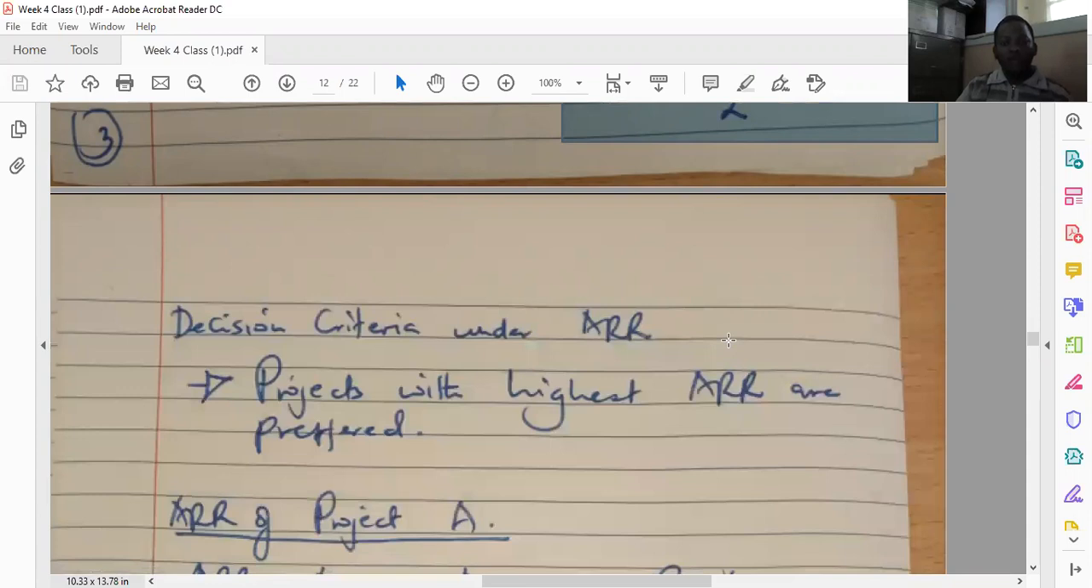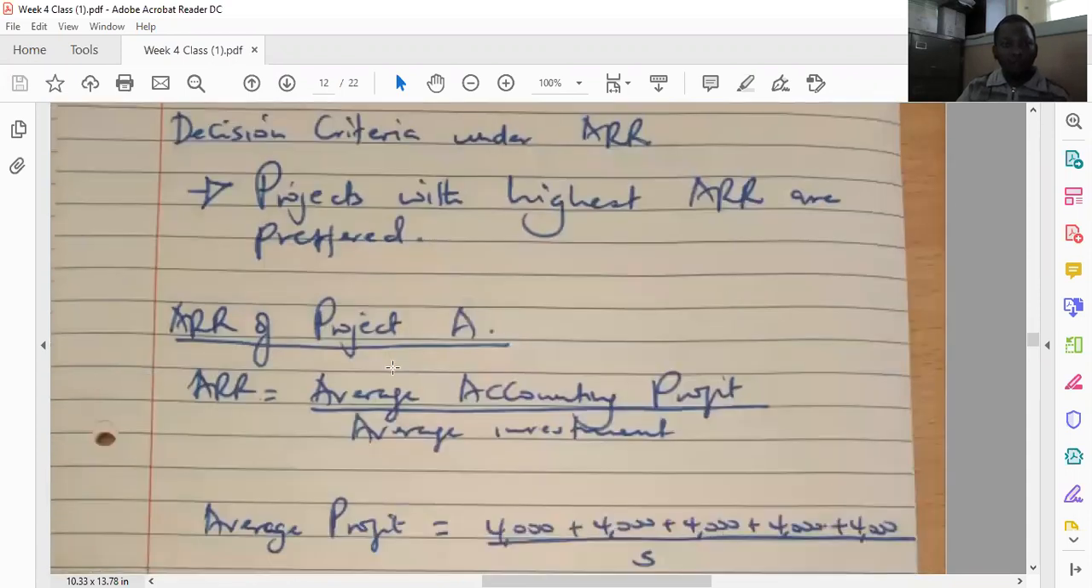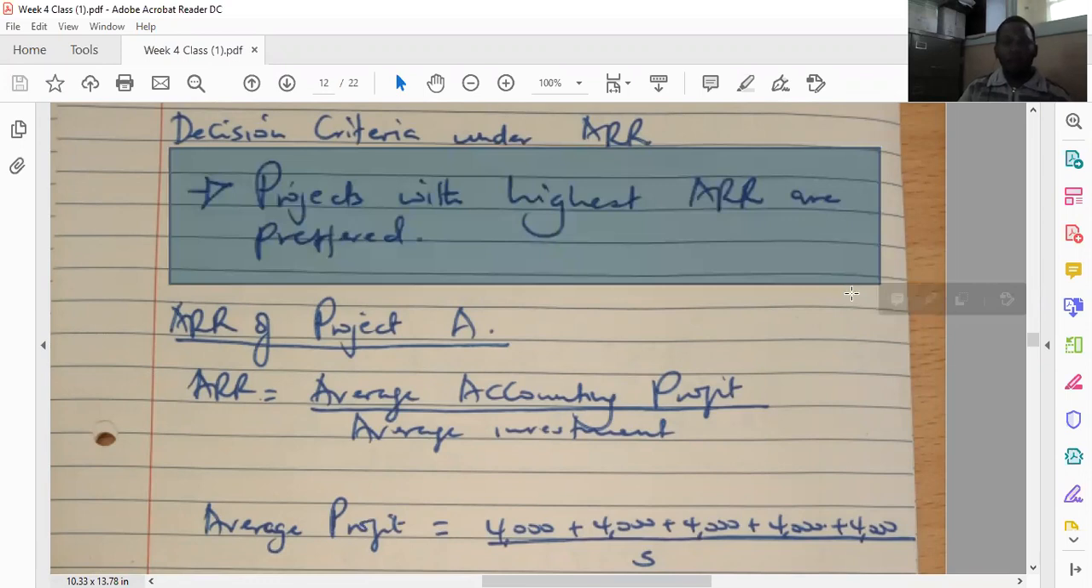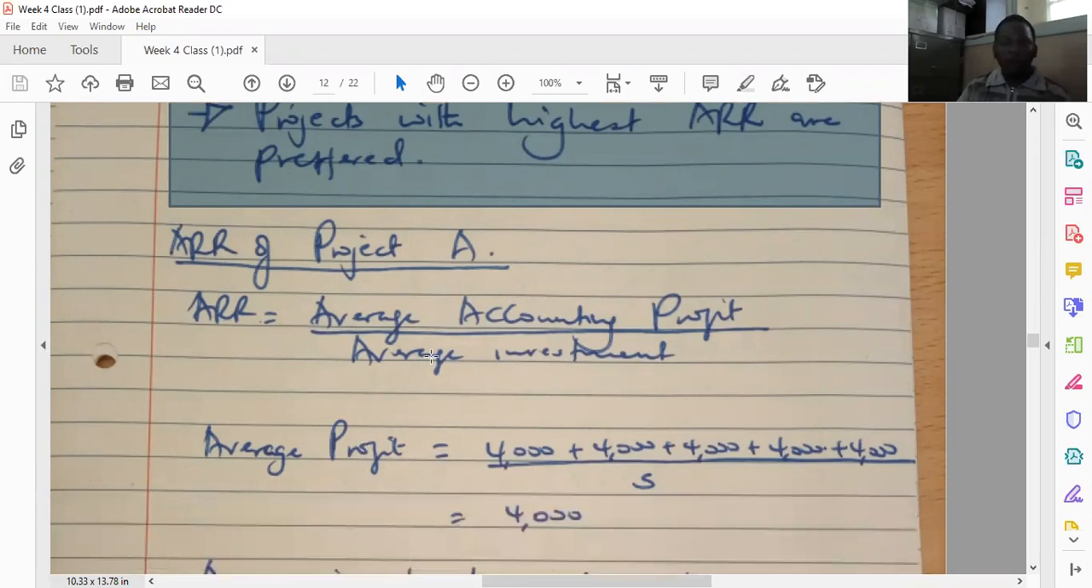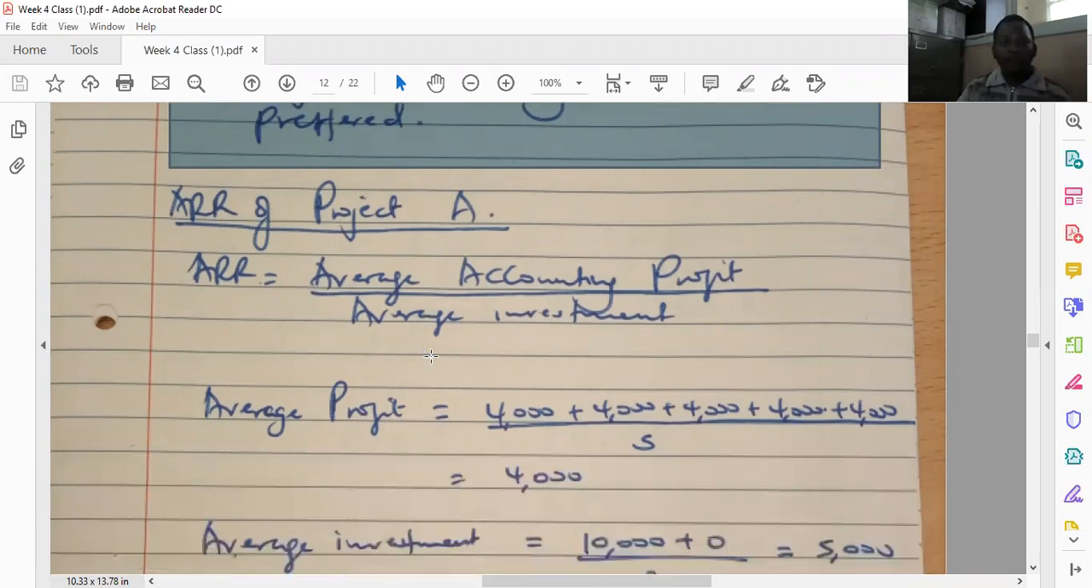Decision criteria under the accounting rate of return: we prefer projects that have the highest accounting rate of return. So projects with the highest ARR are preferred. So we go back to our question. We compute the ARR of project A and the ARR of project B. The ARR is the average accounting profit divided by the average investment.